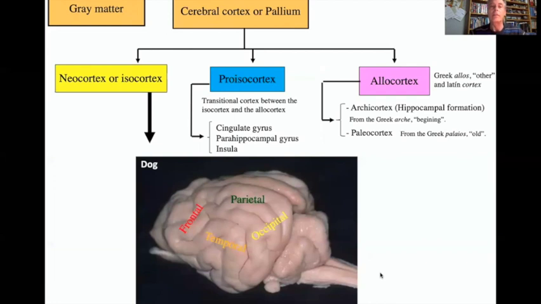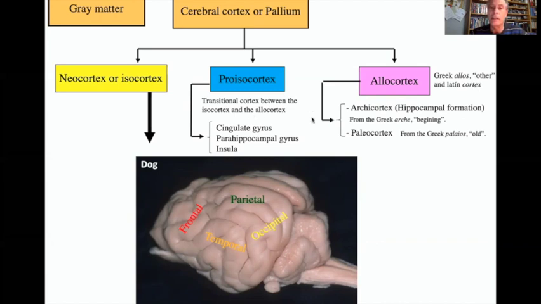We will start with the gray matter, and we'll start with the cerebral cortex or pallium. The cerebral cortex is divided in three types of cortex. One is the neocortex, the newer one, also known as the isocortex. And then we have a transitional cortex, that is the proisocortex, and the older cortex, the allocortex. This comes from the Greek meaning the other cortex.